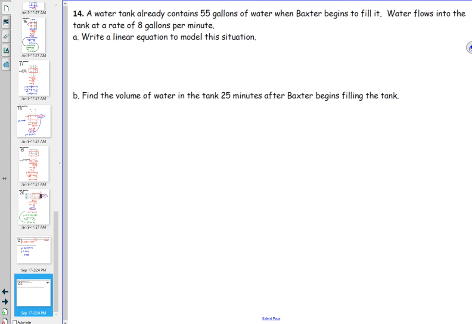A water tank already contains 55 gallons of water. When Baxter begins to fill it, water flows into the tank at a rate of 8 gallons per minute. Write a linear equation. All right, so here they haven't defined this for us. So what we're modeling is how much water there is inside the tank. So let y be gallons. That's what we're measuring in gallons. And then usually x is time. When there's a time component, x is going to be the time one.